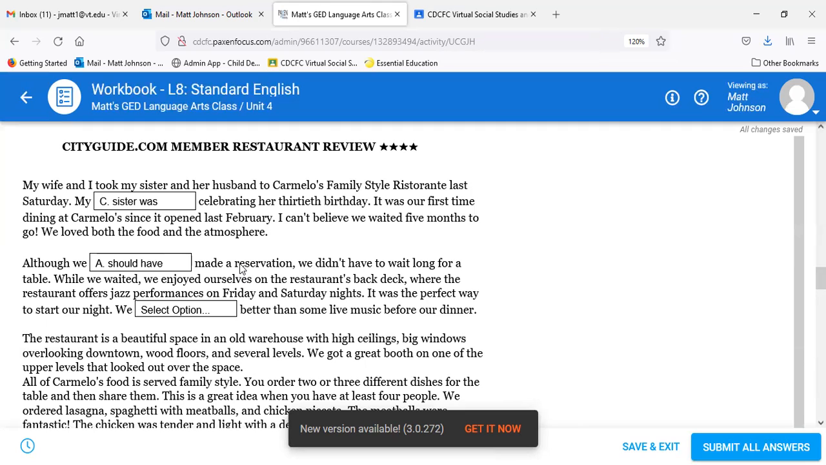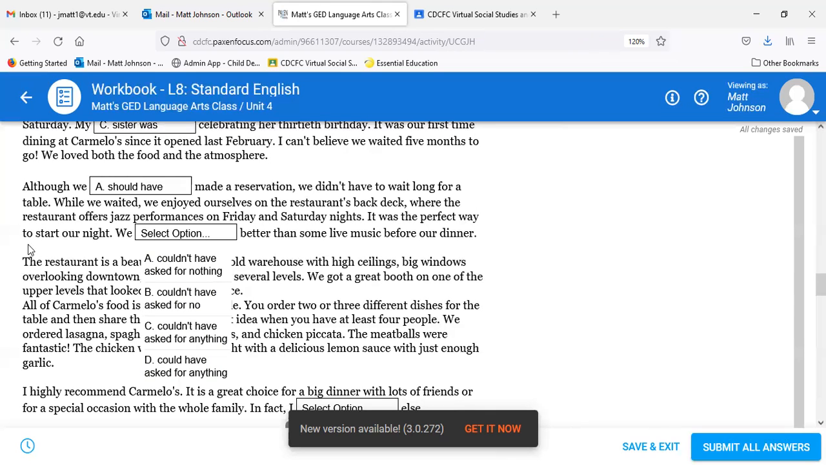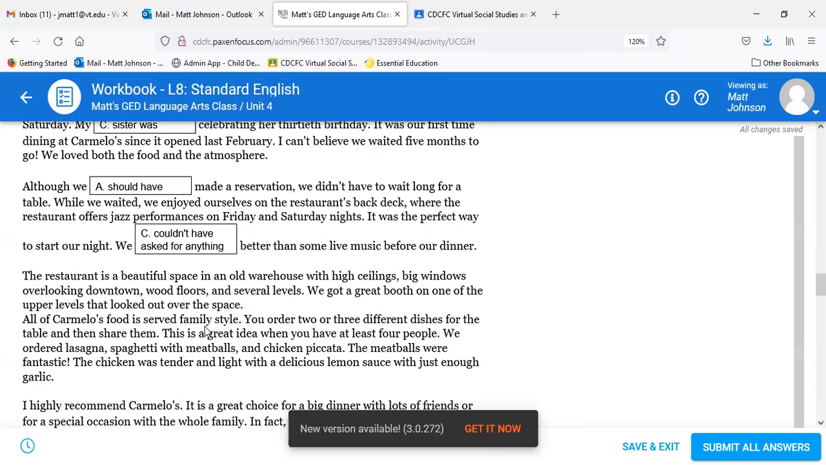While we waited, we enjoyed ourselves on the restaurant's back deck where the restaurant offers jazz performances on Friday and Saturday nights. It was the perfect way to start our night. We blank better than some live music before our dinner. Nilda, what do we want here? One moment. See? We couldn't have asked for anything better. Yeah, so avoiding double negatives there. We couldn't have asked for anything better than some live music before our dinner.